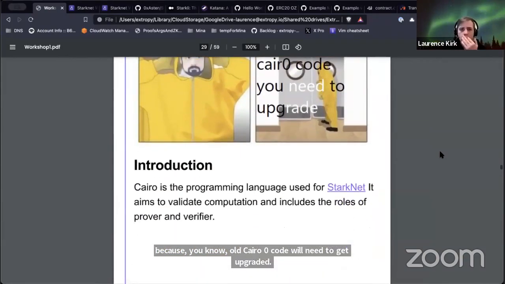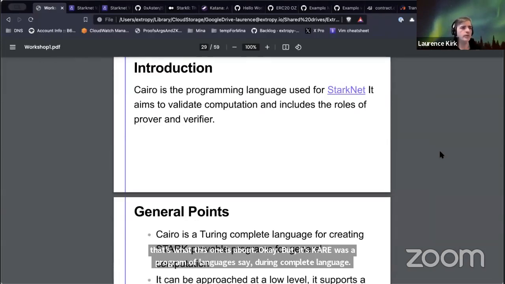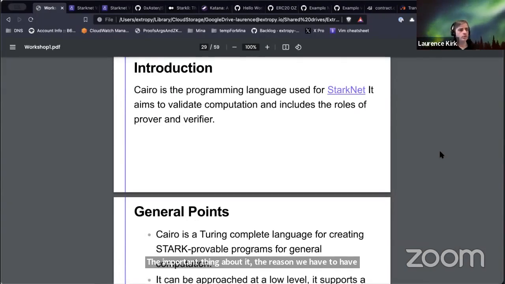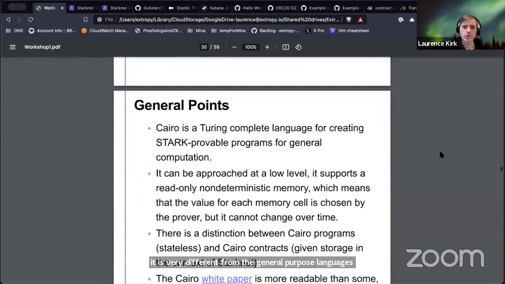Okay. But Cairo is a programming language. It's a Turing complete language. The important thing about it, the reason we have to have a different language, is because it is used for zero knowledge proofs. And in fact, it is a language that is provable. We can create a proof of the correctness of the execution of this language. So it is a very customized language. And it is very different from the general purpose languages that you will have seen before.